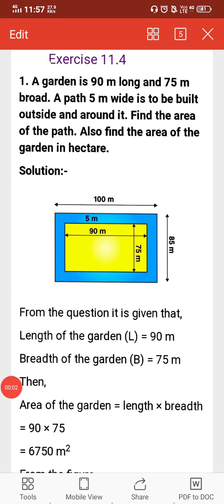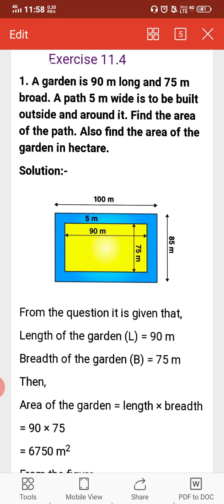Good morning everyone. This is exercise 11.4. The first question is: a garden is 90 meter long and 75 meter broad. A path 5 meter wide is to be built outside around it. Find the area of the path, also find the area of the garden in hectare.